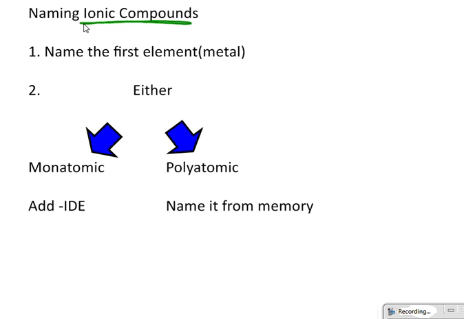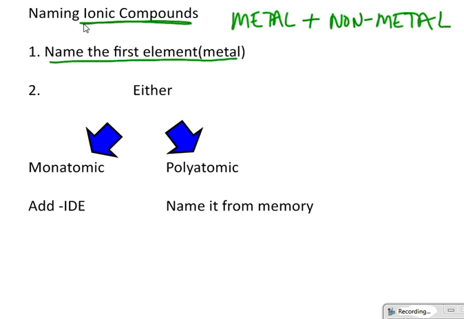How do you know it's an ionic compound? Remember, an ionic compound is a metal plus a nonmetal. If the first element is a metal, and you should know where a metal is in the periodic table, it's on the left side of the staircase, that means you're dealing with an ionic compound. So that's the first thing. You have to classify whether it's ionic or molecular, because I'm going over two naming systems in this video. And the first thing you do is name the metal, take the name right off the periodic table.